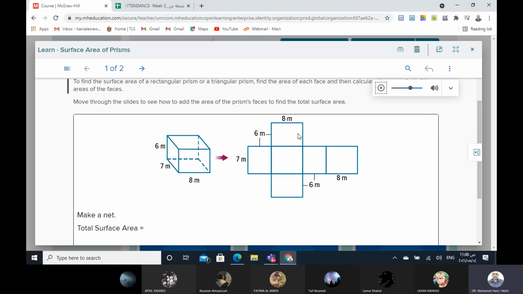So if I find the area of each one, and as you remember, the area will be just two dimensions. We have just length and width. And the area means just the surface here. And if I add all the areas in the net, this area to this area to this area to this area to this area to this area, I will get the surface area.